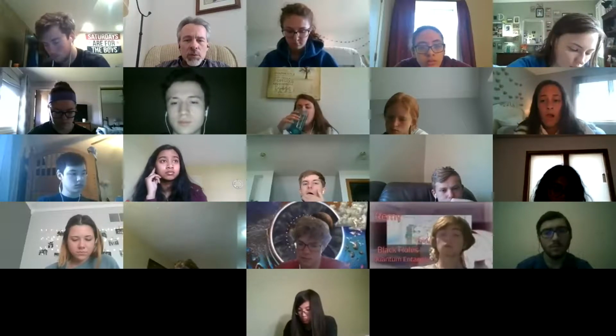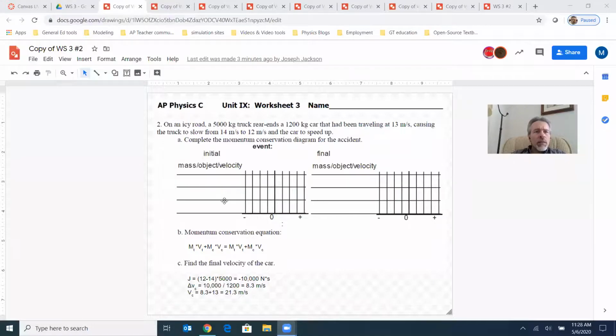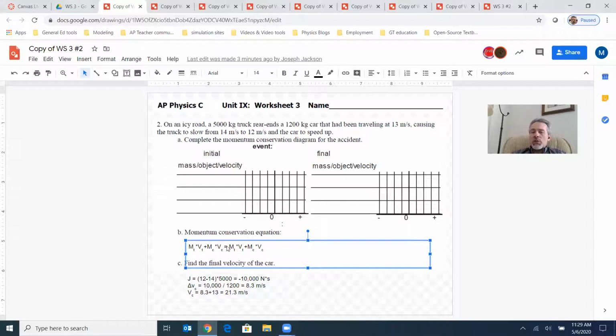All right, so I'm going to share my screen with you. I wanted to show this group how they got their answer, because they did it kind of interesting. They have the conservation of momentum equation, but if you look at part C, they found the impulse was negative 10,000. They used that to figure out the change of velocity, and they got a change of velocity of 8.3. Then they simply added that to the original 13, and got 21.3, just like almost every other group did. Most of the groups used the first equation here to solve for the velocity. So you could do it either way.